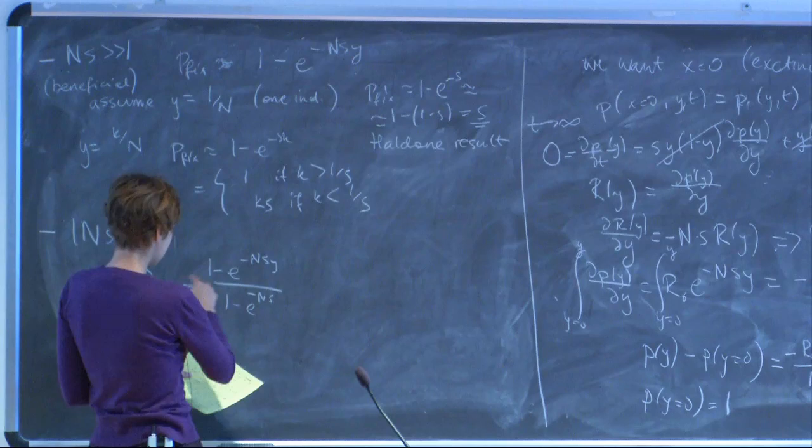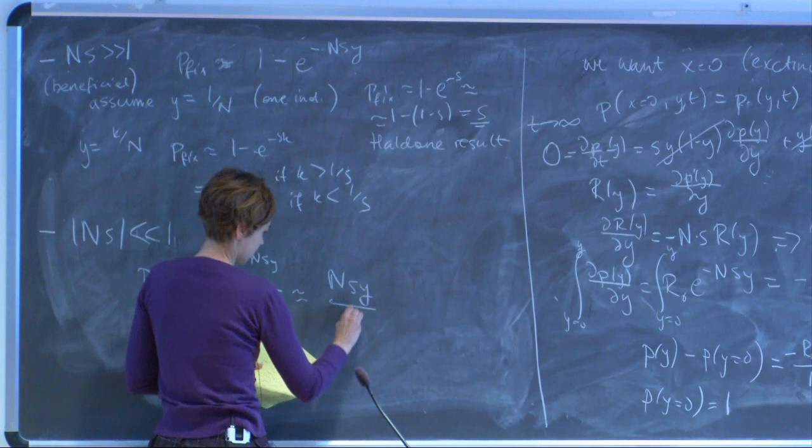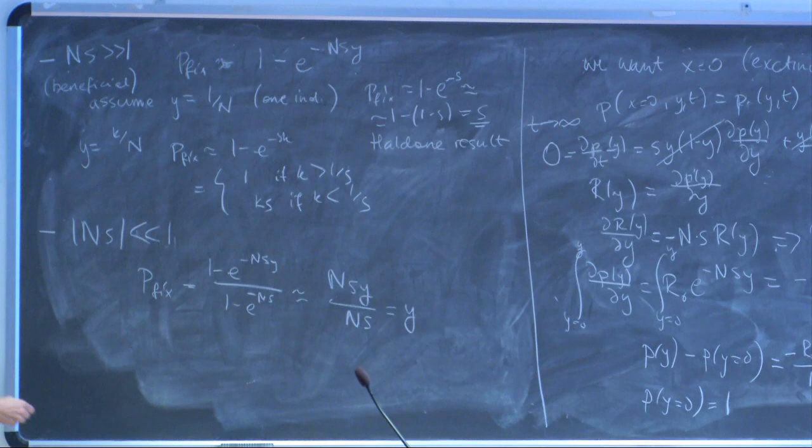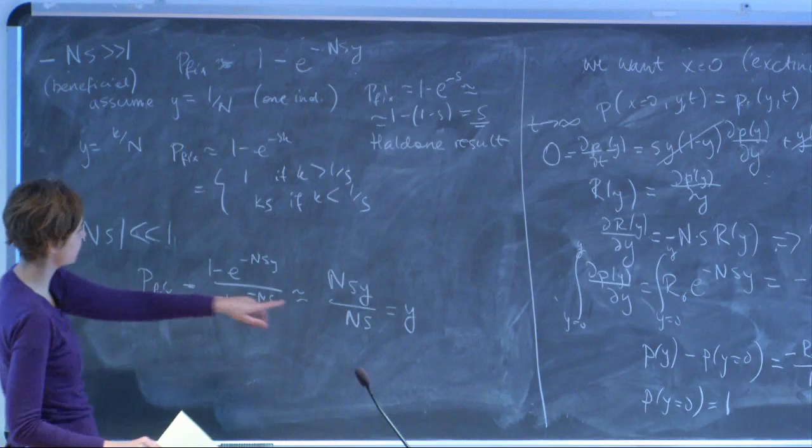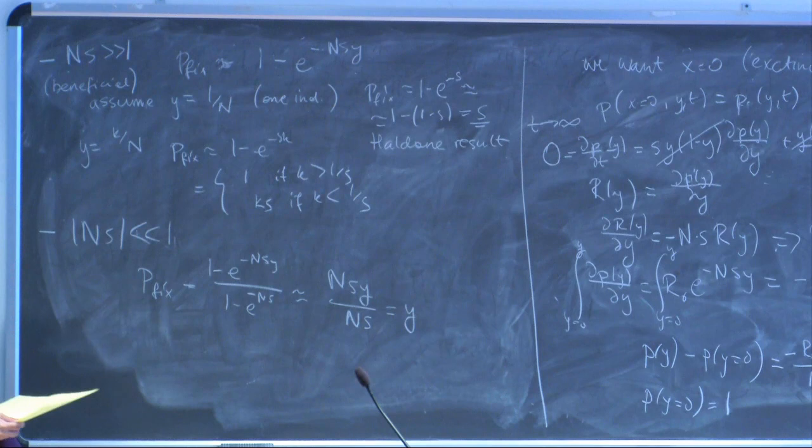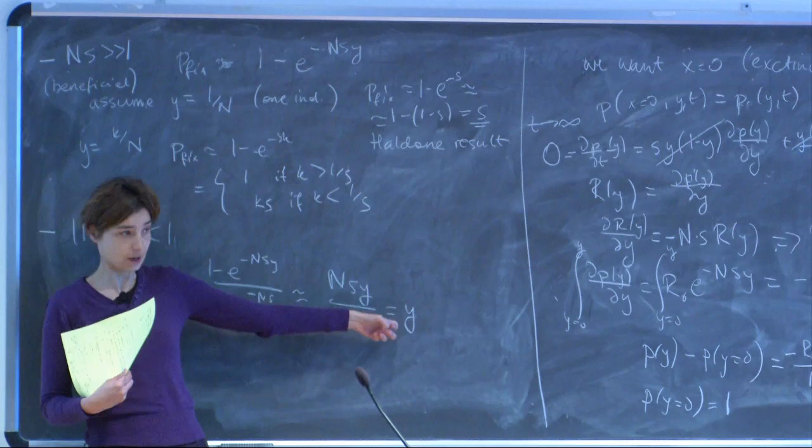And then we expand in the limits. And we get that it's proportional to y. So now, if selection is weak, the probability of fixation doesn't depend on the selection strength. It actually just depends on how many individuals you had in the beginning. So what's interesting here is that whether you're a beneficial or a deleterious mutation, so your mutation that's good or bad for you, your probability of fixation is completely the same, right? It just depends on how many of you are there at the beginning.